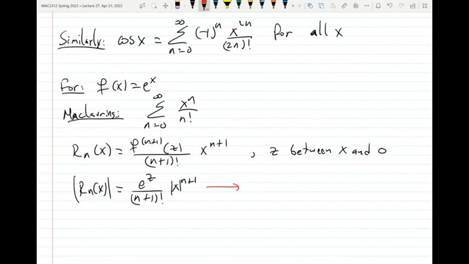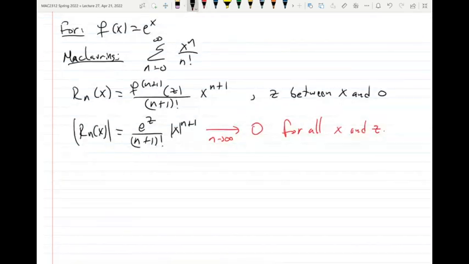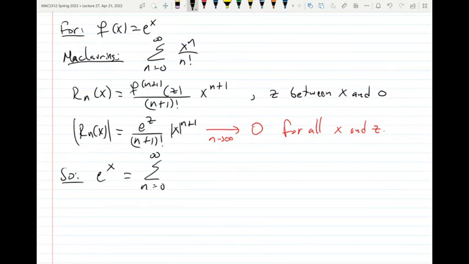Now, if you take the limit of this as n approaches infinity, what's going to happen? Remember, z depends on x. You don't know what z is, but the moment that you fix x, z is also fixed. Okay? And here in this limit, x and z are both fixed. The only thing that's changing here is n. Once again, this is just a number, right? The top is a power, the bottom is a factorial. Factorial wins over. So this is going to be 0 for all x and z anyways. Okay? So once again, e to the x equals its McLaurin series, and this is true for all x.